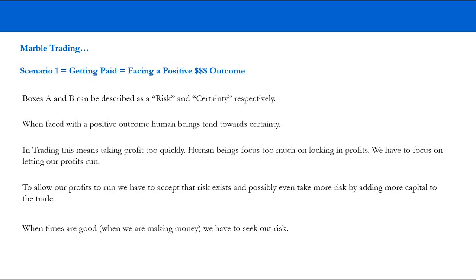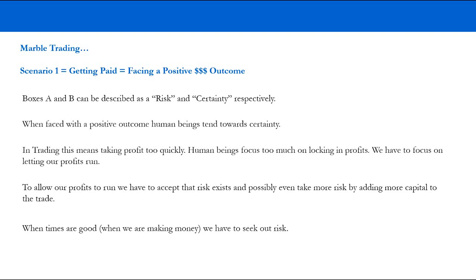There's nothing wrong with being human, but when it comes to trading, portfolio management and money management, we have to actually do the opposite. We have to suppress our urge to tend towards certainty. We have to focus on letting our profits run. So when we have a scenario where we're getting paid, we have to pull from box A, the metaphorical box. We have to pull from box A and keep our position and let it run.